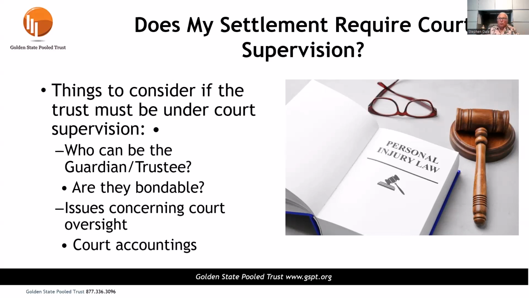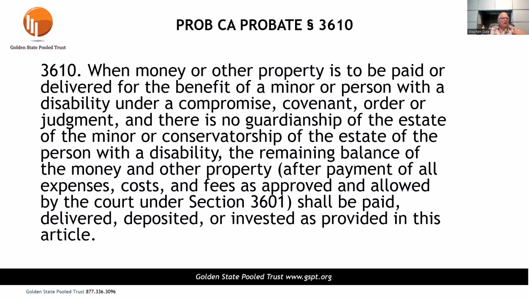Now, we might find another role for them as a trust protector or something along that line, but you have to be bondable. The other issues have to do with court oversight. And once again, we're going to go through this in more detail. But in California, if it's more than $20,000, that's under court supervision, and you're going to have accountings the first year and every year after that. It's a pretty involved process, and I wouldn't say it's exactly inexpensive. So, moving on.